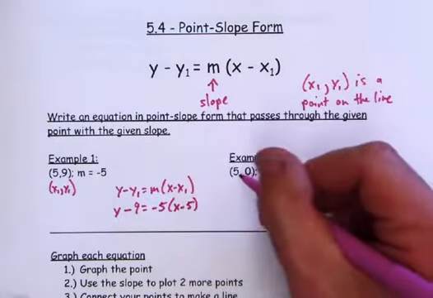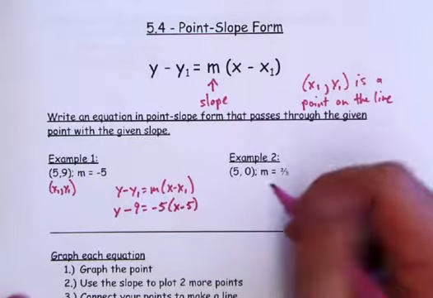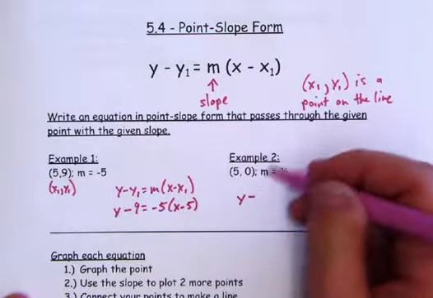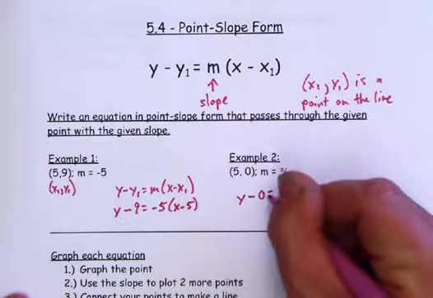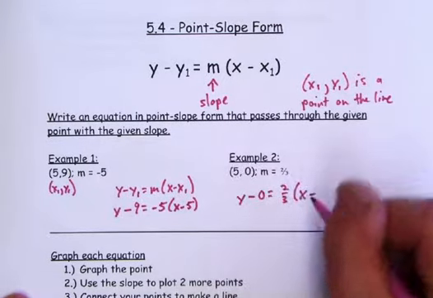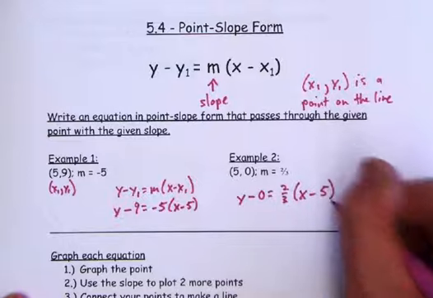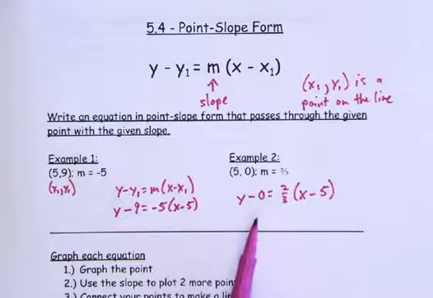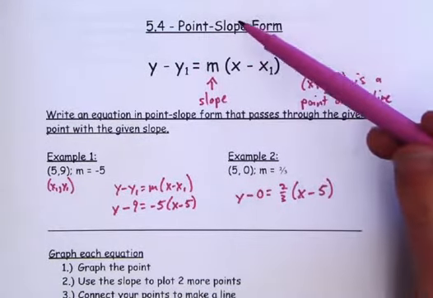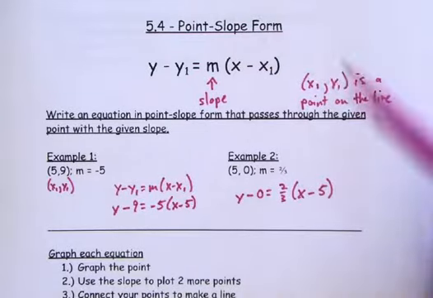Example 2. 5, 0 is our point. Our slope is 2/3. We've got y minus y1, which is 0, equals m, which is 2/3, times x minus x1, which is 5. Now obviously the 0 is going to disappear. You're going to get y equals 2/3 times the quantity x minus 5. So it's that simple to write an equation in point-slope form given a point and a slope. Now think about the name point-slope form. The idea is you have a point and you have a slope, and that allows you to understand the line.